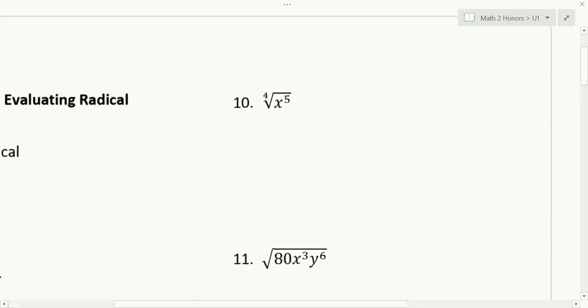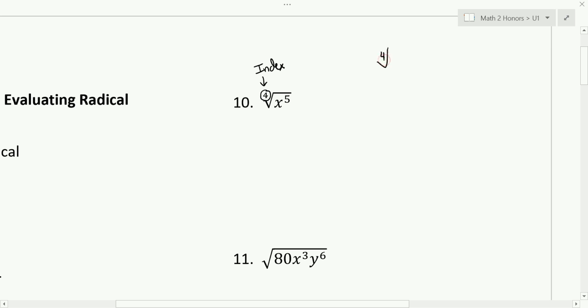Number 10, not a square root. This right here is what we call the index. And here our index is 4. So this is a 4th root. And just like a square root, a 4th root is asking the question, what number to the 4th power equals whatever we're looking at? So let me give you one with a number.